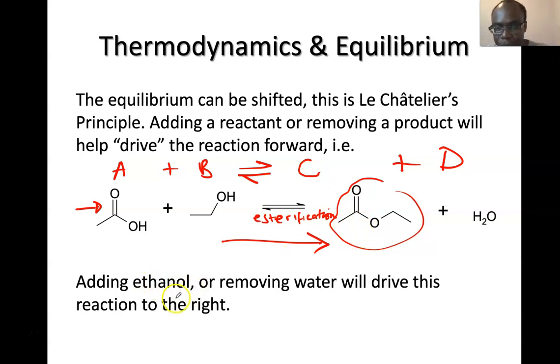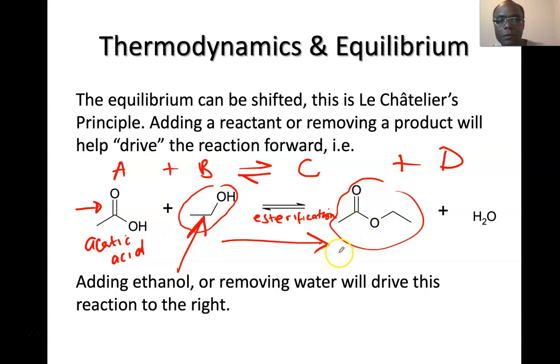Another thing you can do is to add more reactant. For example, if you add ethanol, then the reaction will move forward because you have more of the molecules to react with the other one, the acetic acid. In this case, this is acetic acid. So increasing the amount of ethanol will cause the reaction to go forward.